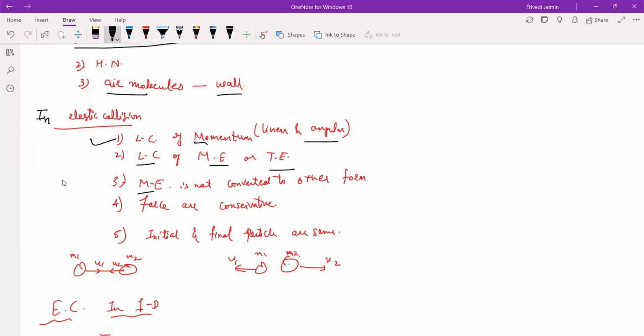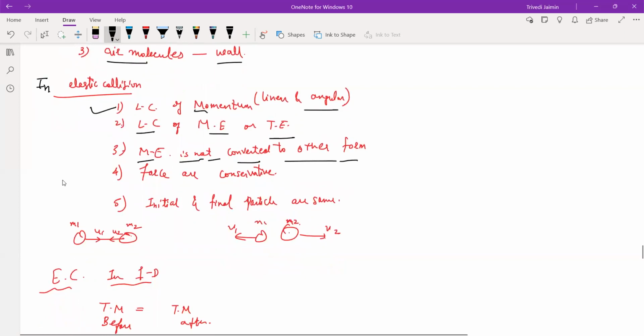But mechanical energy is not converted to other forms. Mechanical energy stays in mechanical form, like kinetic to potential, potential to kinetic, or total energy. It's not converting to light energy or sound energy. No, it's not happening there. So all four are conserved, as we just saw. And the last one, initial and final particles are the same, right?